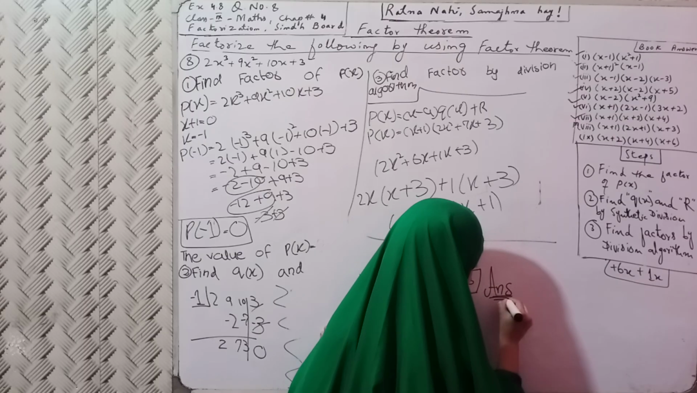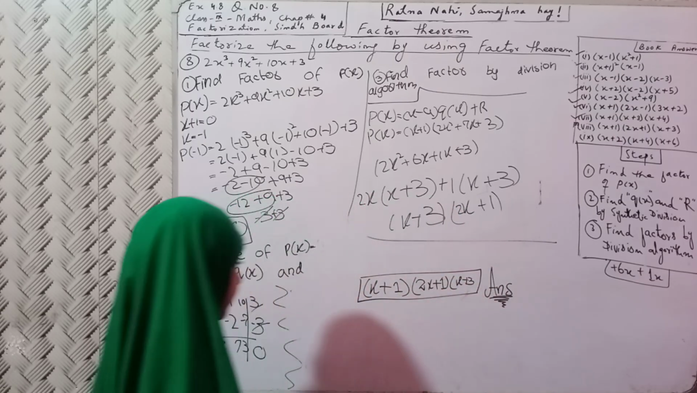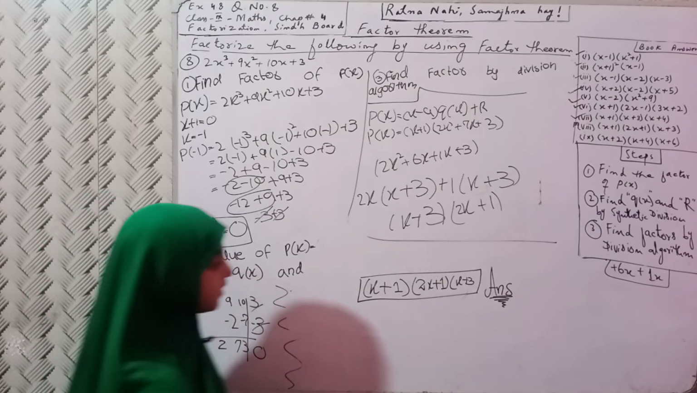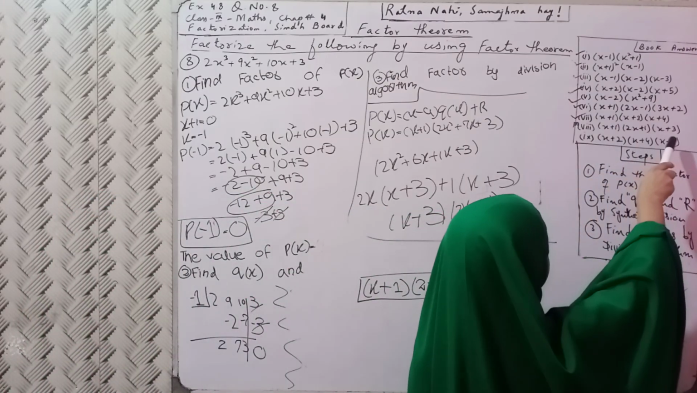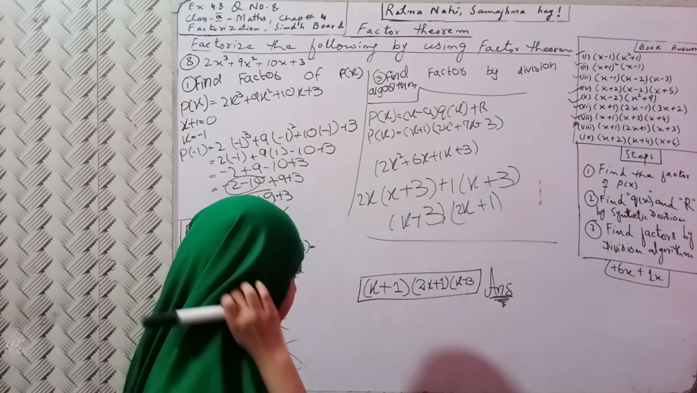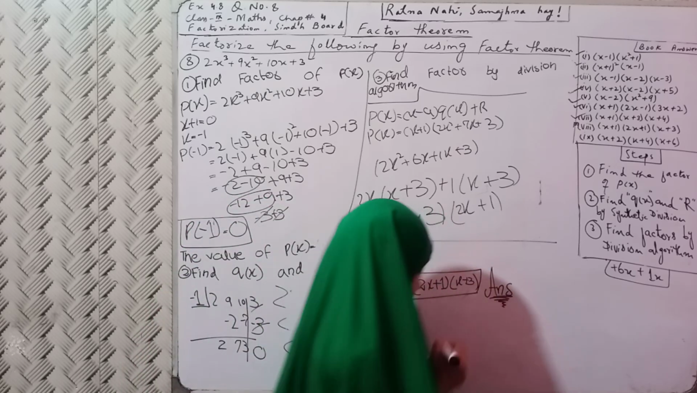So the book answers are written, you can check it: x plus 1, 2x plus 1, x plus 3. Okay, this is correct.